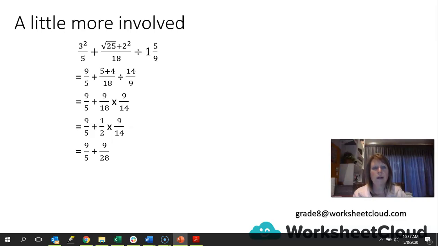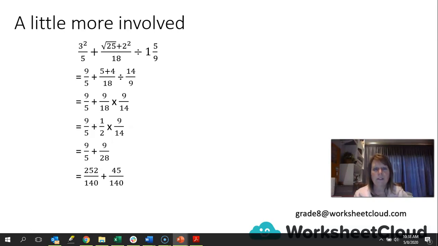We now need to find a common denominator, and the easiest thing would just be to say 5 times 28, and we're going to get a common denominator of 140. So 5 goes into 140, and then you times that answer by 9, you end up with 252. It would go in 28 times because you multiplied your denominators together. 28 into 140 would go 5 times. 5 times 9 is 45.